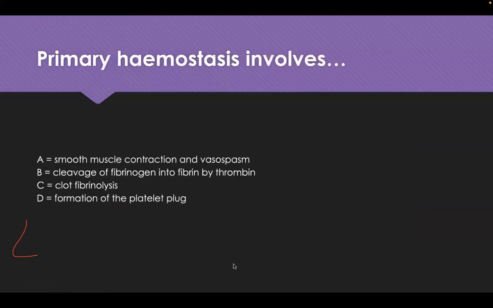Okay, now we're back to our statements, and this is where I started talking about clotting. Try and picture that diagram that was on the left. So, what does primary hemostasis involve? Is it smooth muscle contraction and vasospasm? Is it the cleavage of fibrinogen into fibrin by thrombin? Is it for clot fibrinolysis? Or is it for formation of the platelet plug?